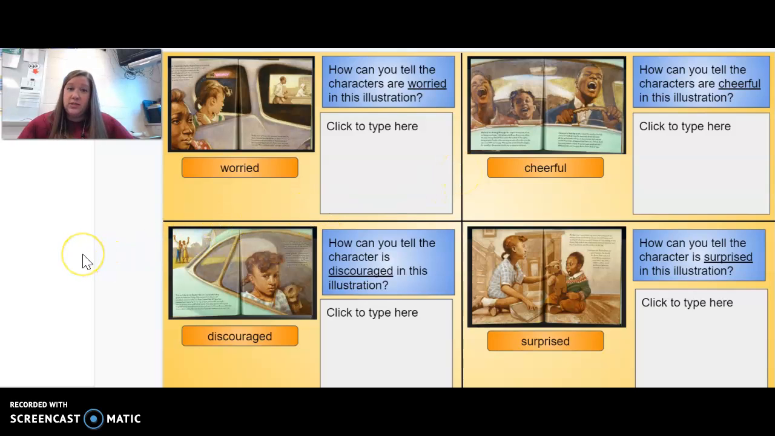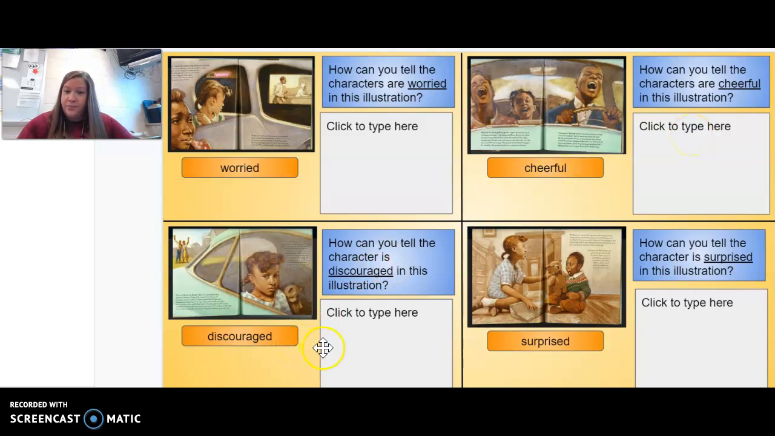We came up with 4 different emotions on 4 different pages in the book. On this page, we saw the emotion worried. So for here, you're going to click and type one sentence. How can you tell that the characters in this illustration are worried? For this one, you need to answer the question with one sentence. How can you tell the characters in this illustration are cheerful?